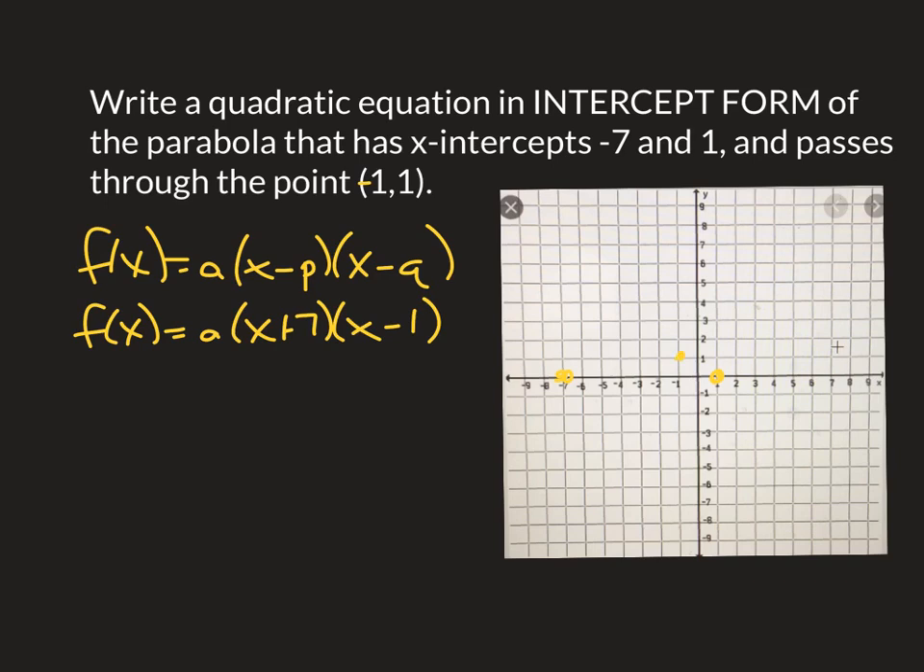So somewhere the vertex is going to be at like negative 3 something, and it's going to be up here somewhere. I don't know exactly where. But it's obviously going to go down. So my a, when I find my a, it's going to be negative for sure. So let's see what happens.